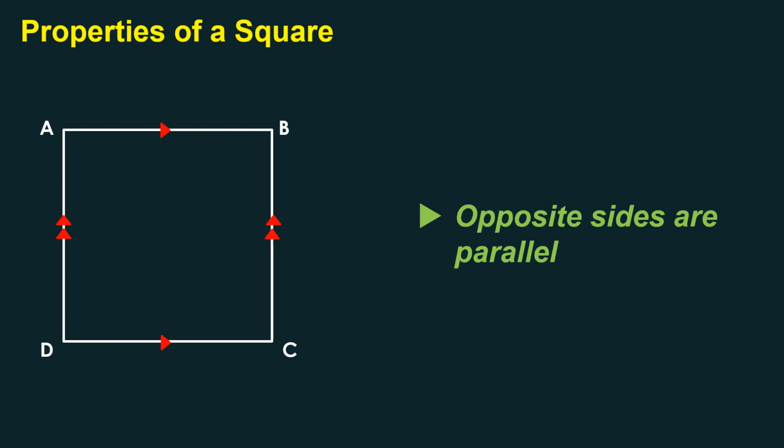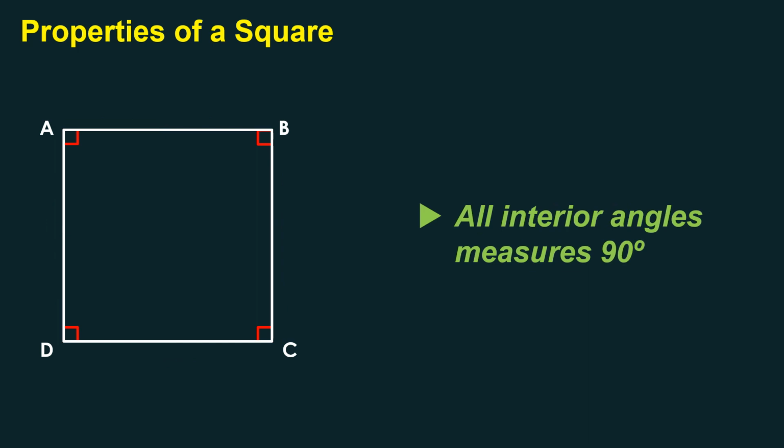Next, opposite sides are parallel. When you say parallel, that means that, for example, this side here, AD, and side BC are equidistant to each other. Even if we extend these lines to infinity, they will never intersect or meet each other. So we can say that AD is parallel to BC and side AB is parallel to CD or DC.